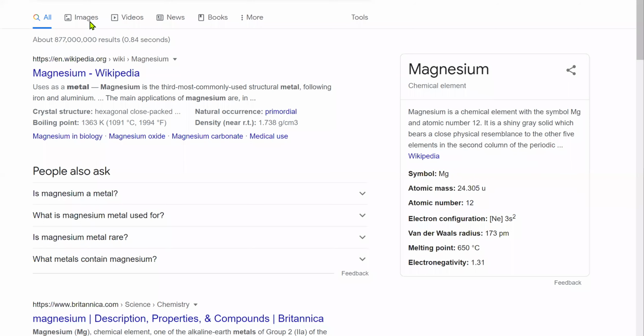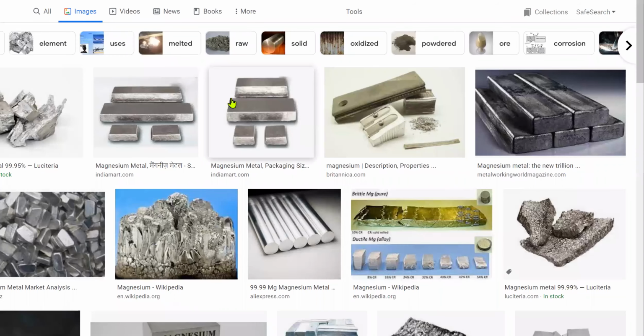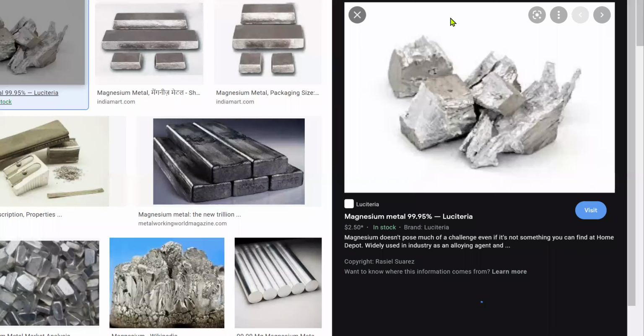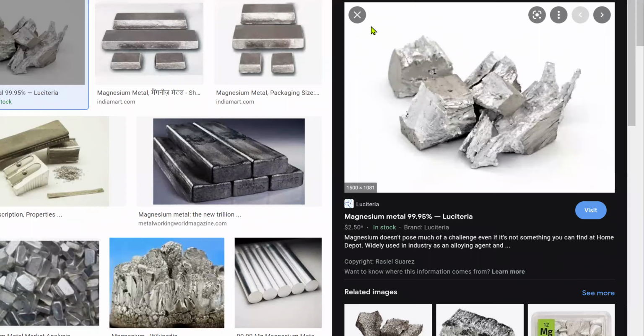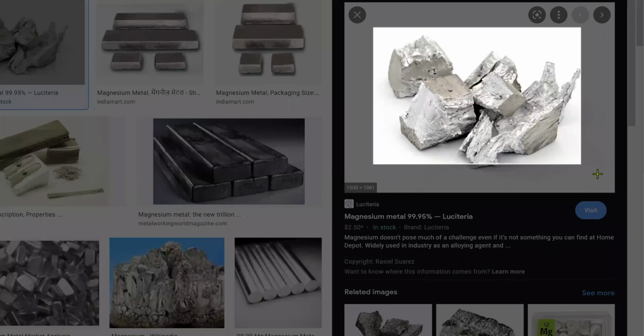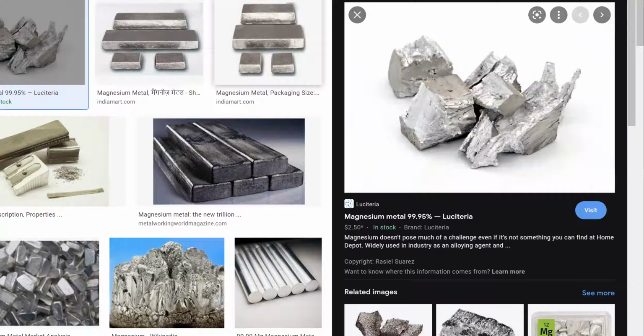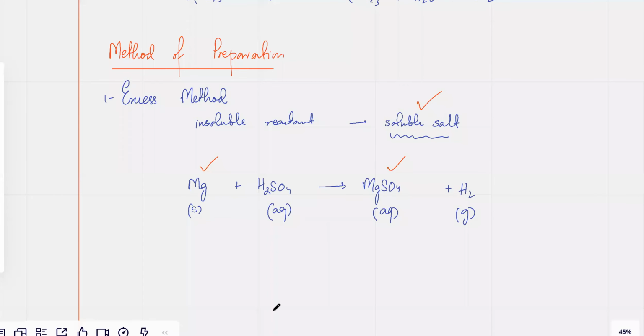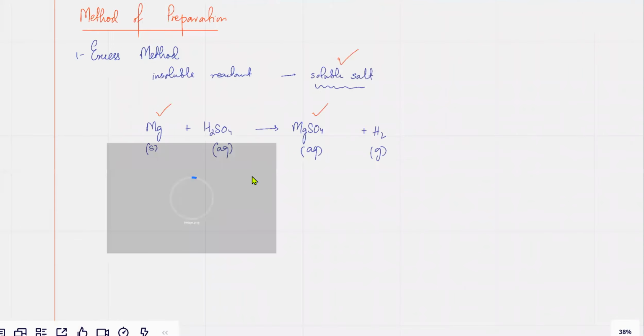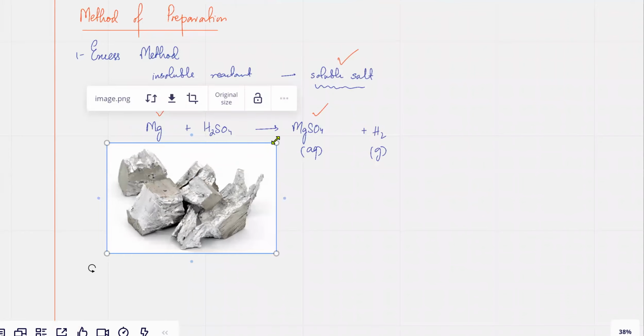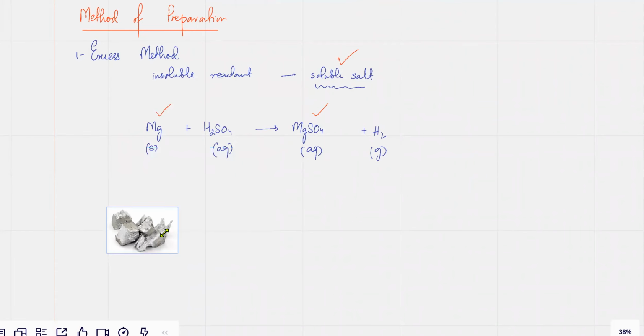Okay, so let me just take a picture. This is what a piece of magnesium looks like. It's metallic. Let's take these pieces. So that's my metal. Here's my magnesium. Okay, so that's metallic magnesium.